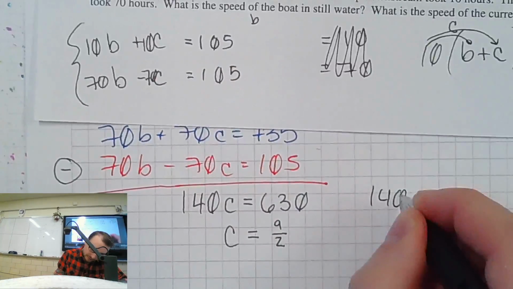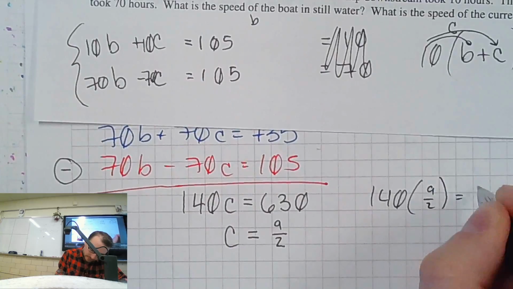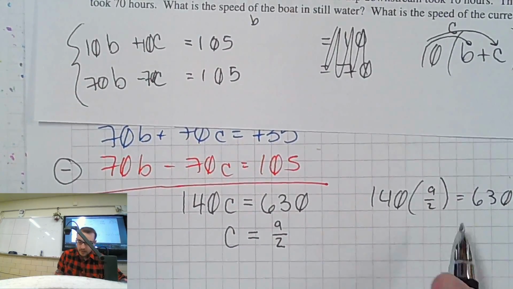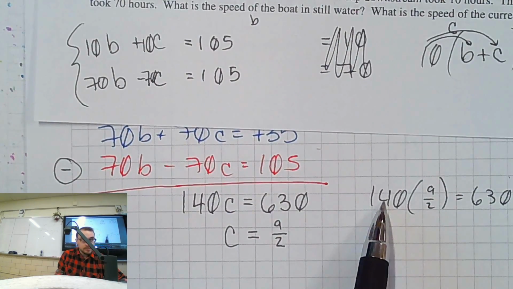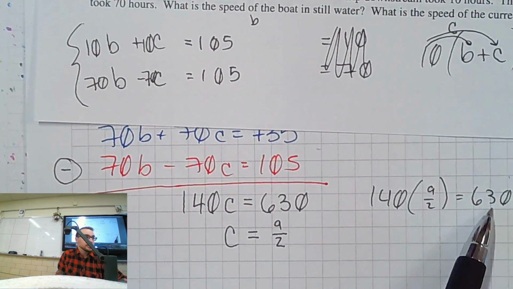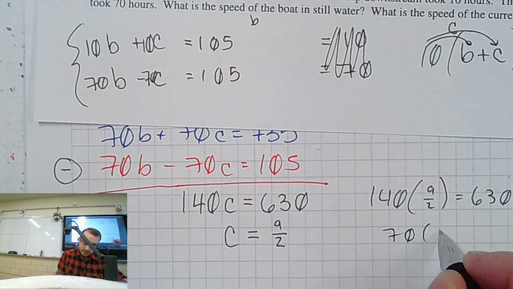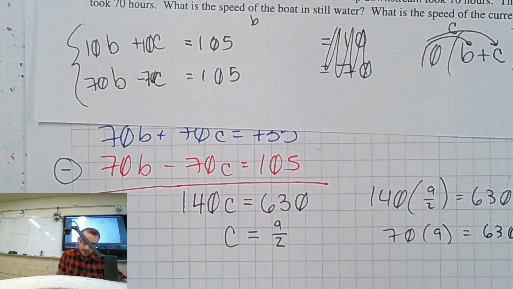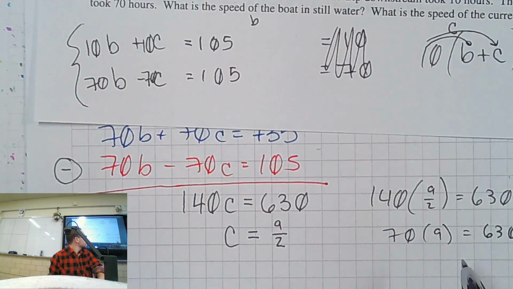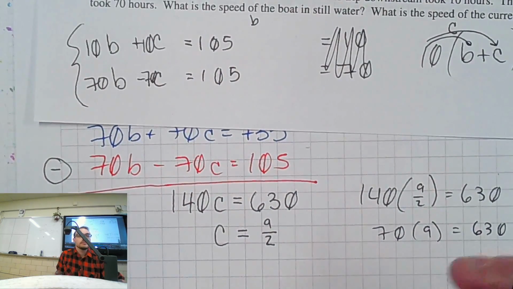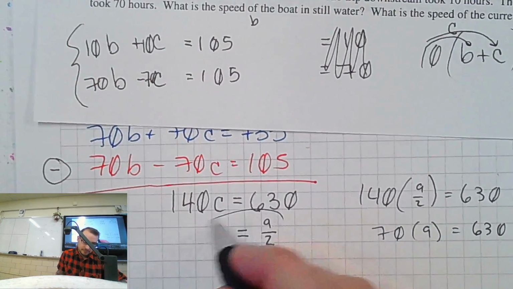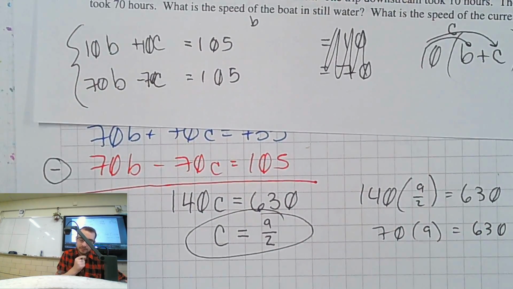Because 140 divided by 2, 70. 70 times 9 is 630. Right? And I think that's a little more obvious. 9 times 7 is 63, add a 0. You're going to zone in and out, and that's okay. So C's 9 over 2.